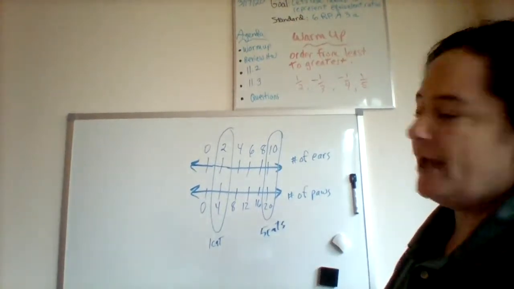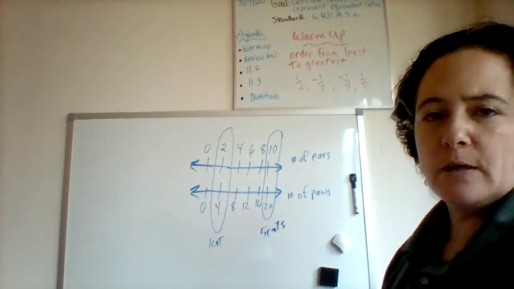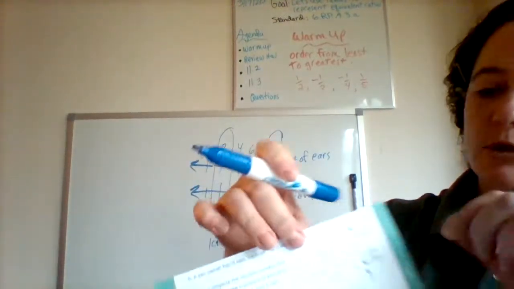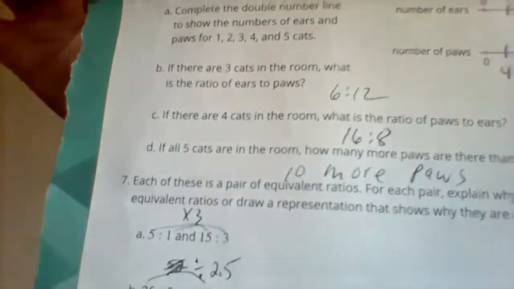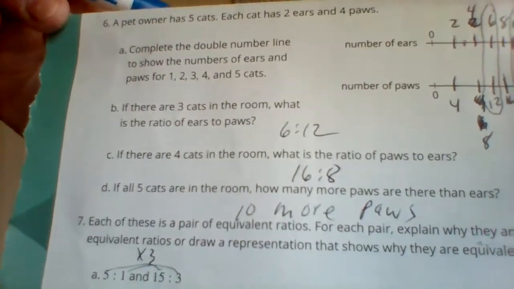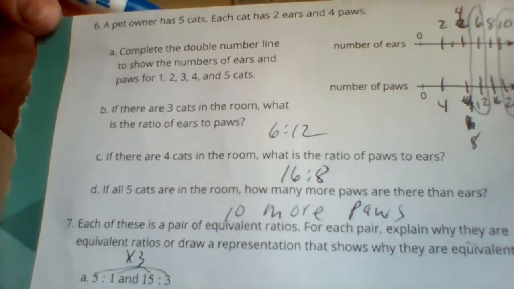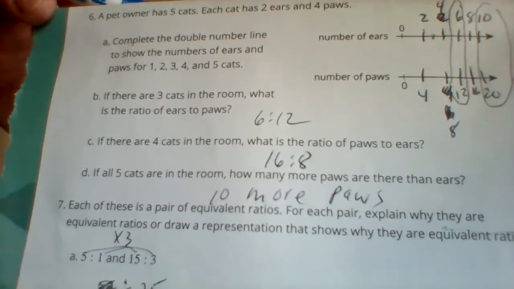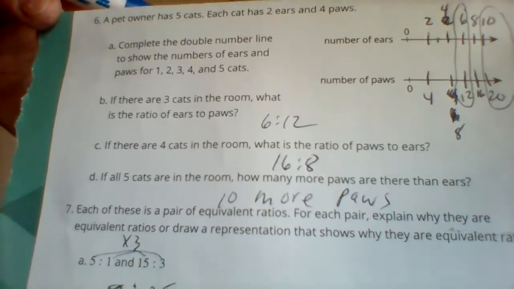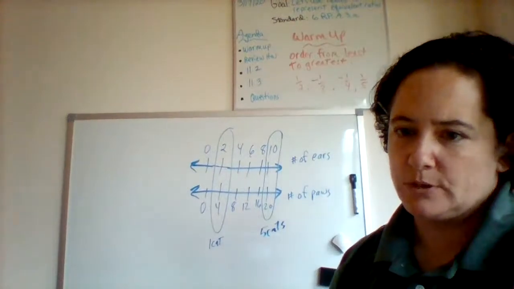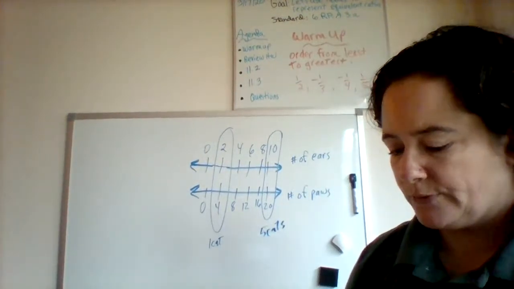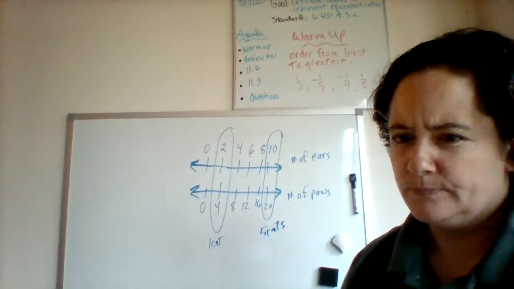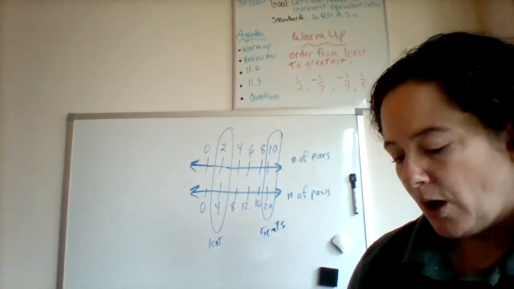Now, as long as you know that and you have this beautiful double number line that you guys helped me make, you can answer the questions. And everybody for B, C, and D should have those answers. Please make sure you have those answers. You guys got those answers? 6 to 12, 16 to 8, and then 10 more. Done? Okay, cool. All right, number 7.